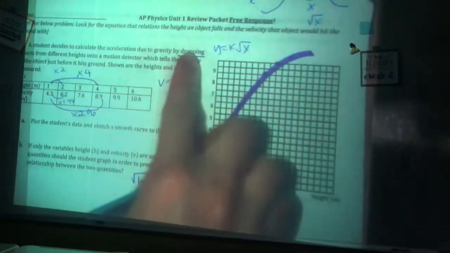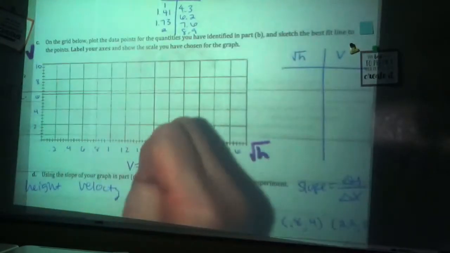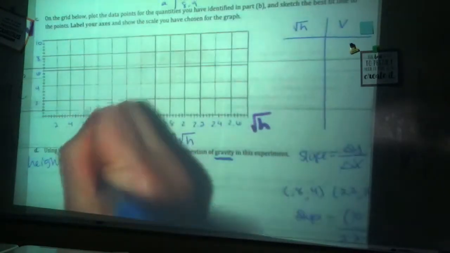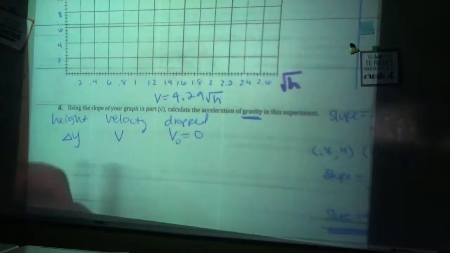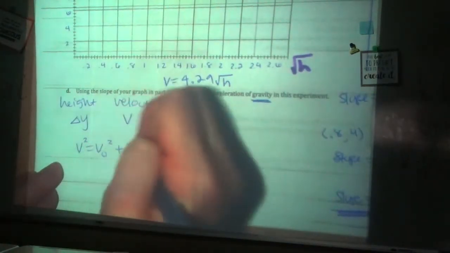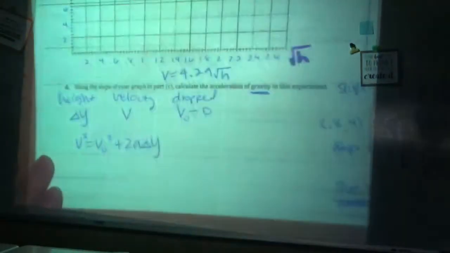It says that the objects were dropped, so because they are dropped, that means that the initial velocity is 0. The velocity at the end would just be v, and then the height they're dropped from is your delta y. That distance that they're dropped is delta y. The only equation that relates delta y, v, and v naught is that last equation, v squared equals v naught squared plus 2a delta y in this case, because it's up and down.